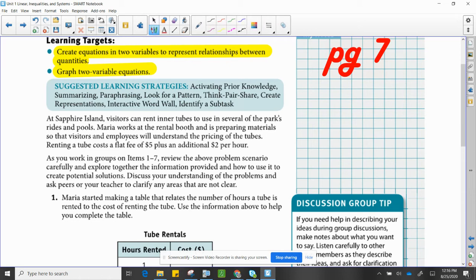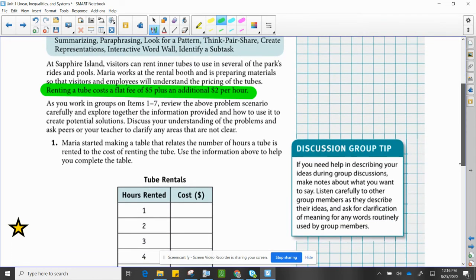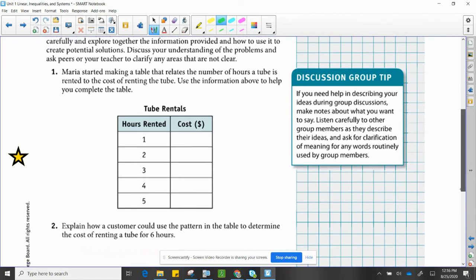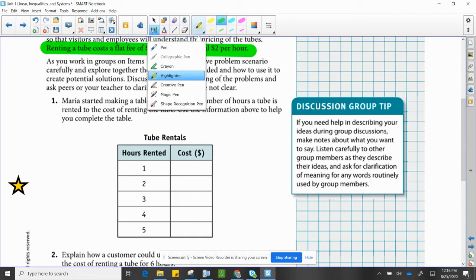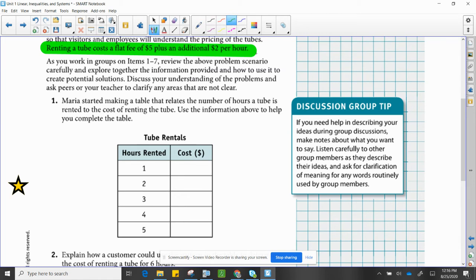Now, in that whole paragraph, there really wasn't much that was important besides this last sentence. Renting a tube costs a flat fee of $5 plus an additional $2 per hour. So remember, a flat fee, you pay it once, $2 per hour, that's going to change things. All right, so keep that there. Maria started making a table that relates the number of hours a tube is rented to the cost of renting the tube. So use the information above, probably what I highlighted for us, to figure out this table, okay?